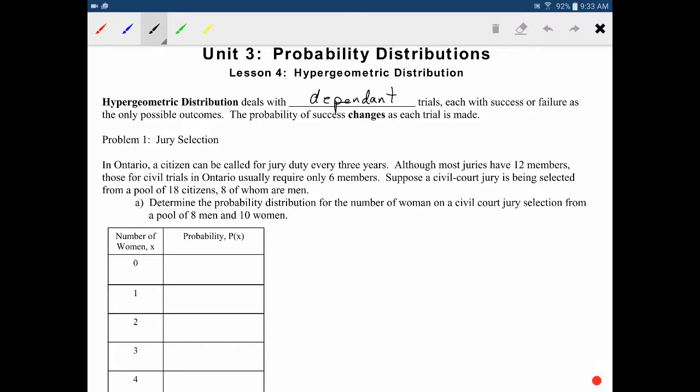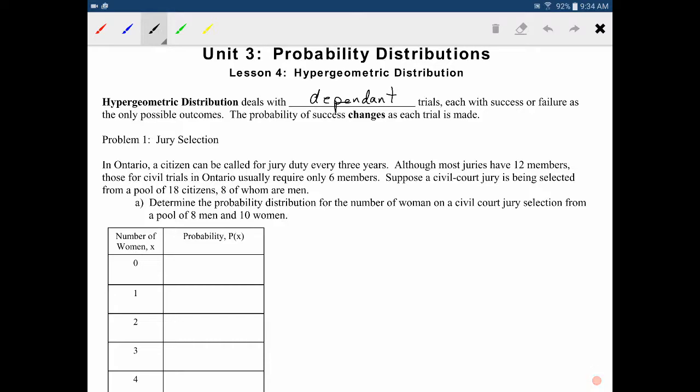The first question we've got here is a jury selection. We're choosing a jury of 6 members. This is a civil trial, 6 members, and we're drawing from a pool of 18 citizens, 8 of whom are men, 10 of whom are women. We're going to look at the probability distribution for the number of women on this jury.